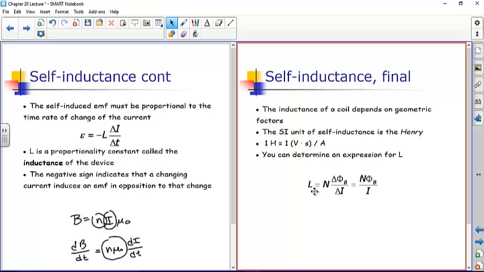And if you take this expression and relate the fact that the rate of change in current can be related to the rate of change in magnetic field, you find out that the inductance is the number of turns times the rate of change of magnetic flux with respect to the change in the current. And these are both rates of change, so you can cancel out the dt parts and you get that the inductance is the number of turns times the magnetic flux divided by the current.